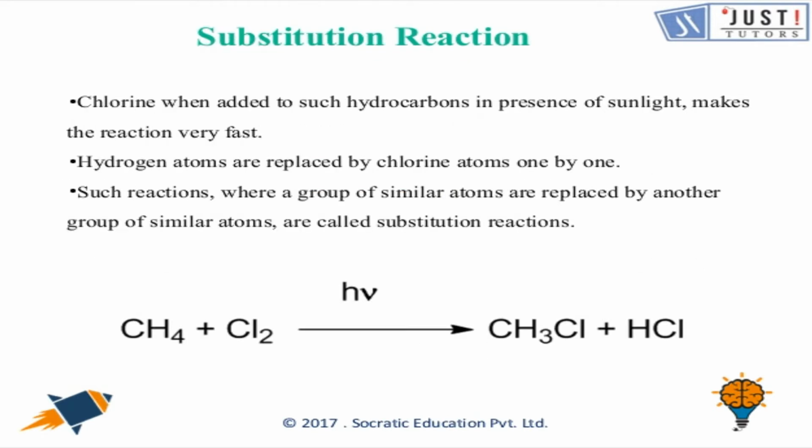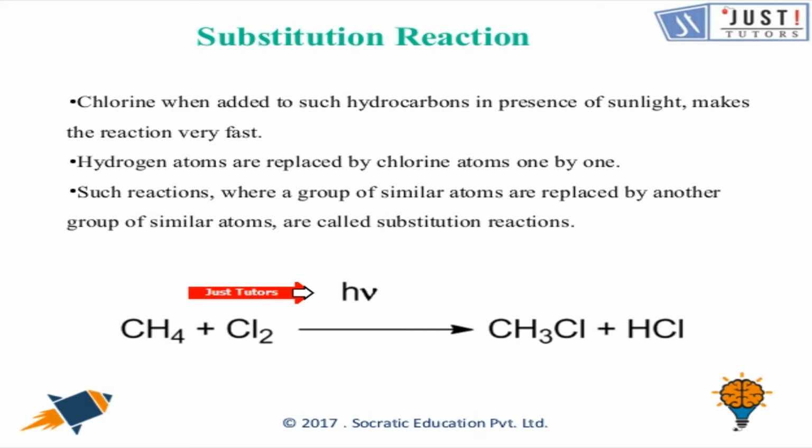Then we have substitution reaction. Here we can see when chlorine reacts with methane, it gives us chloromethane and hydrochloric acid. One thing to notice here: methane is a saturated hydrocarbon, and saturated hydrocarbons don't react easily. But this is happening because this reaction is happening in presence of sunlight.